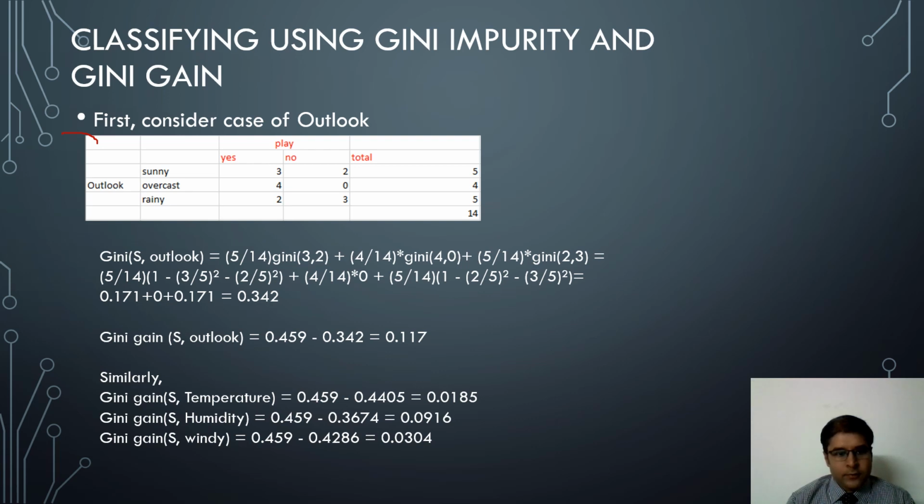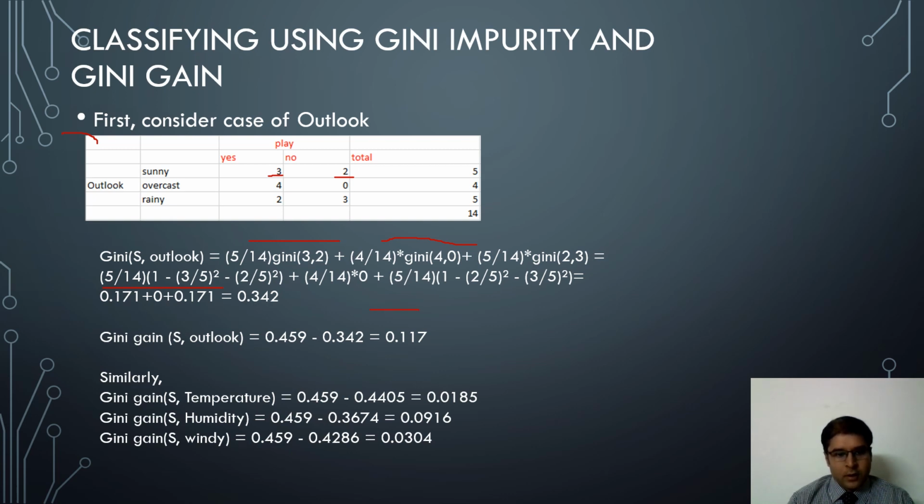So Gini for outlook will be the weighted average of sunny into Gini of sunny, plus the weighted average of overcast into Gini of overcast, plus the weighted average of rainy into Gini of rainy. So it can be calculated as 5 by 14 into 1 minus 3 by 5 whole square, since there are 3 yes and 2 no's, so 3 by 5 whole square minus 2 by 5 whole square. Similarly for the others. So it comes out to be 0.342.